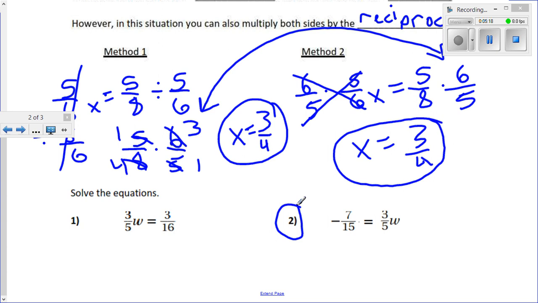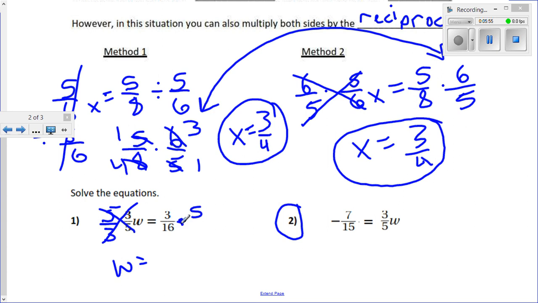Number 1, okay. We have 3/5 being multiplied by W. I'm going to use the second method. So we want to get rid of 3/5 multiplied, so we can multiply by its reciprocal, 5/3. The reason this works is because the 5's become 1s, and the 3's become 1s when we cross-reduce, and we'll be left with W. We have to do exactly the same thing on the right side that we did on the left side.